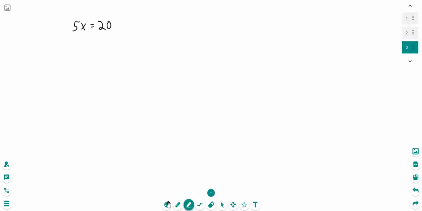All right, so hopefully that one was easy for you. Again, we're dealing with a whole number, so I'm going to use the division method. This is being multiplied, so we're going to divide by 5. 5x divided by 5, that's what we're going to do to get rid of the 5. But we have to do the same thing over here. So that's going to leave us with x is equal to 20/5, which is 20 divided by 5, which is 4. And there's our solution. Very clean and easy right there.